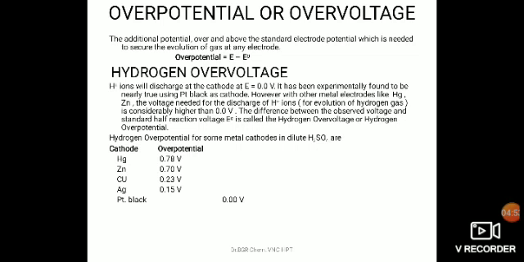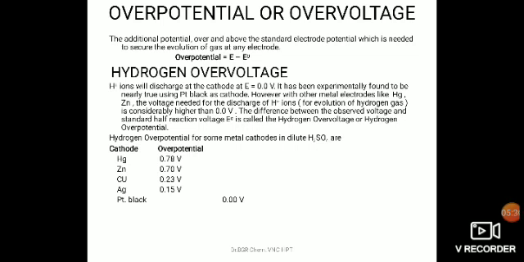The difference between the observed voltage and the standard half reaction voltage E0 is called the hydrogen overvoltage or hydrogen overpotential. So the overpotential required for the evolution of hydrogen gas is called hydrogen overpotential. Hydrogen overpotentials for some metal cathodes in dilute sulfuric acid are given in this table, representing how hydrogen overpotential differs for different metals when taken as a cathode in dilute sulfuric acid.